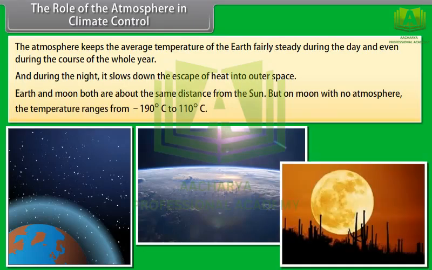Earth and Moon both are about the same distance from the Sun. But on Moon, with no atmosphere, the temperature ranges from minus 190 degrees Celsius to 110 degrees Celsius.